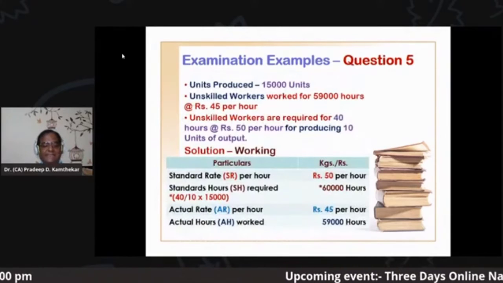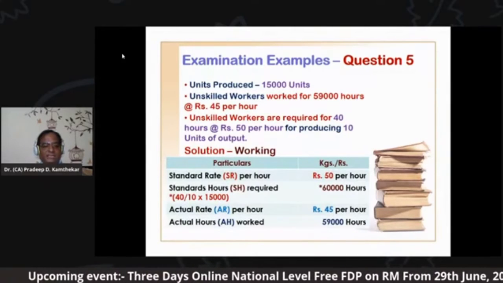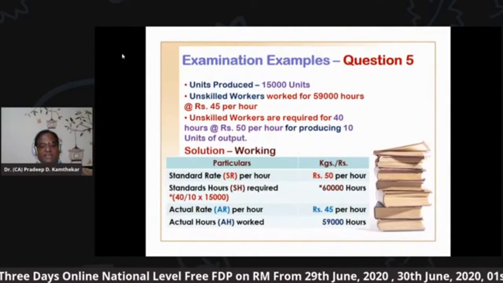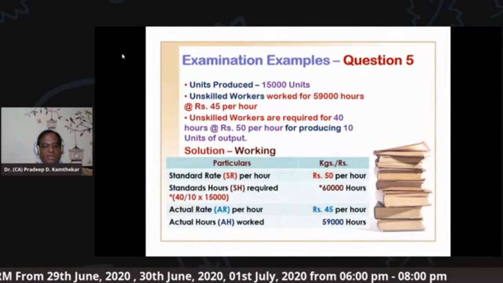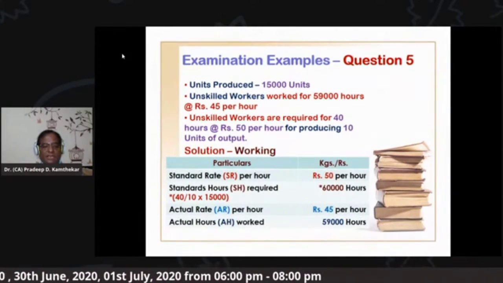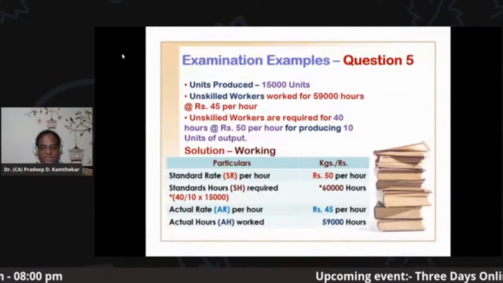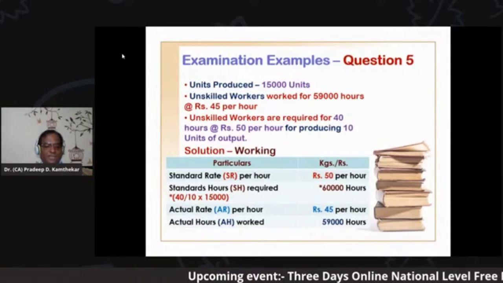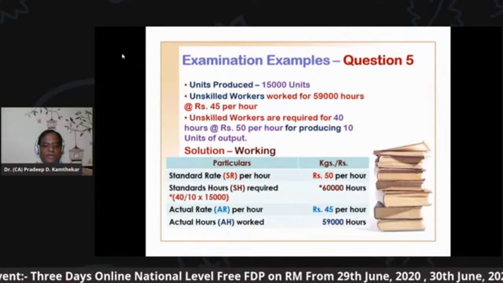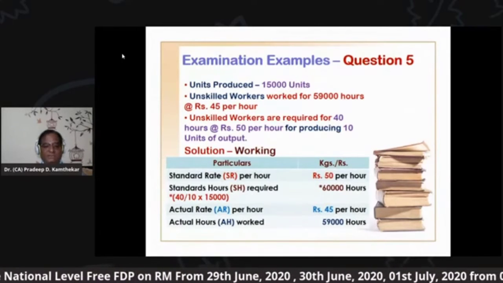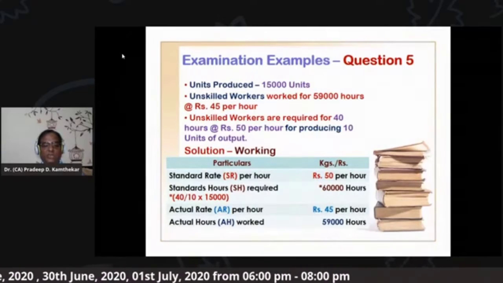Now let us see the next example. Here, actual production is given as 15,000. Unskilled workers have worked for 59,000 actual hours, and they are paid at the rate of 45 per hour. So you can see in the third and fourth lines, actual rate 45 per hour, and in the fourth line, actual hours 59,000 hours. Now, in the second para of the problem, it is given unskilled workers are required to work for 40 hours at the rate of 50 per hour for producing 10 units of output.